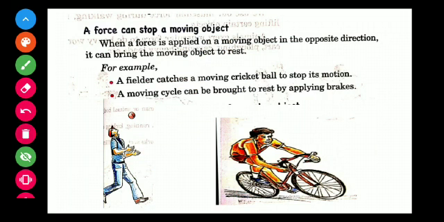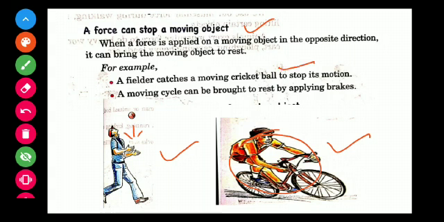Next is, what is the next effect of force? A force can stop a moving object. So after applying a force we can stop a moving object. These are the examples. When we apply a force on the wall, it can stop, and if we apply a brake, then after application of force, or after application of brake, we can stop the bicycle. This is your first example.